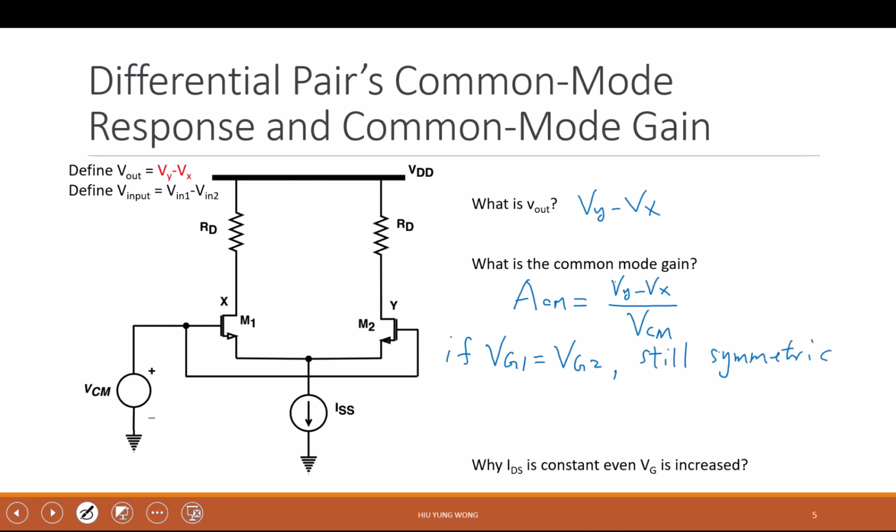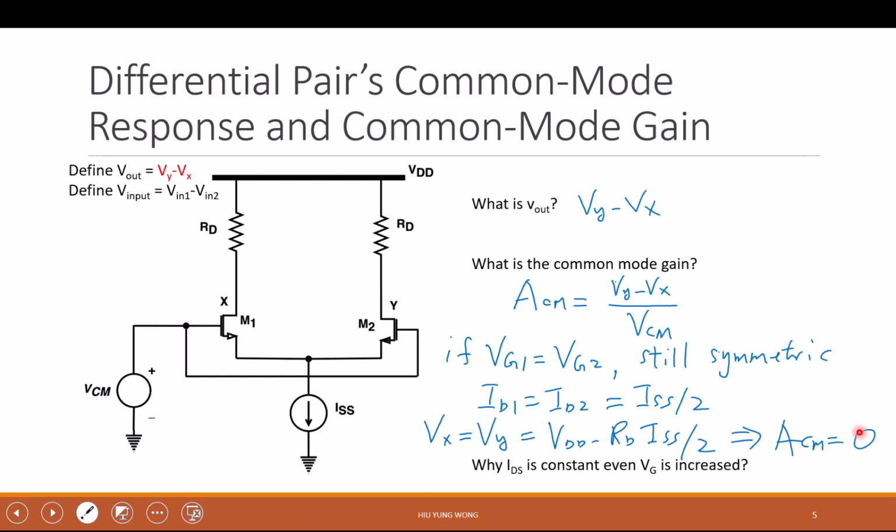So in that case, should they have the same current, left and right? Yes, right? Because you're going up and down, right? So ID1 must be equal to ID2. And if that is the case, what should be ID1 and ID2? ISS divided by 2. Now, then I want to ask you, what is Vx and Vy? I claim that they are the same by using KVL. VDD minus RD times ISS by 2, right? And this does not change, right? So because of this, ACM equals to 0. So basically it's saying that, well, even you change the common mode input, the differential output does not change. I still feel them, they are the same.